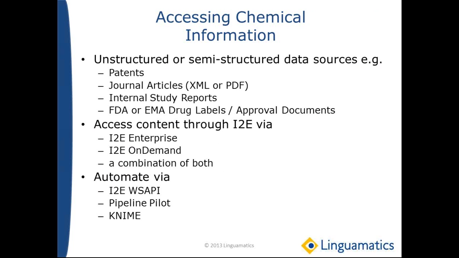So looking at some of the chemical information, we can access chemical information from lots of different data sources. It can be proprietary documents, such as internal study reports. It can be external documents, such as patents, journal articles in PDF or XML, and things like the FDA or EMA drug labels or approval documents.